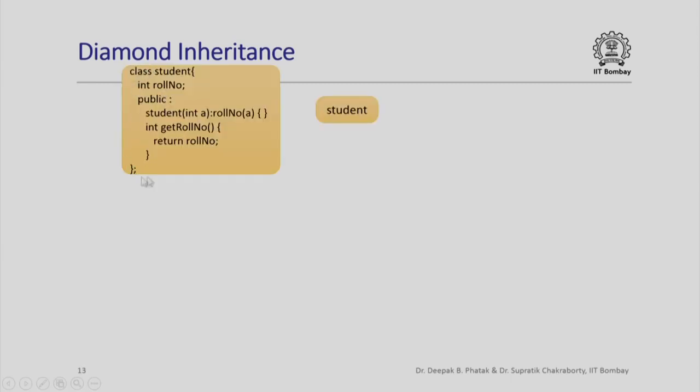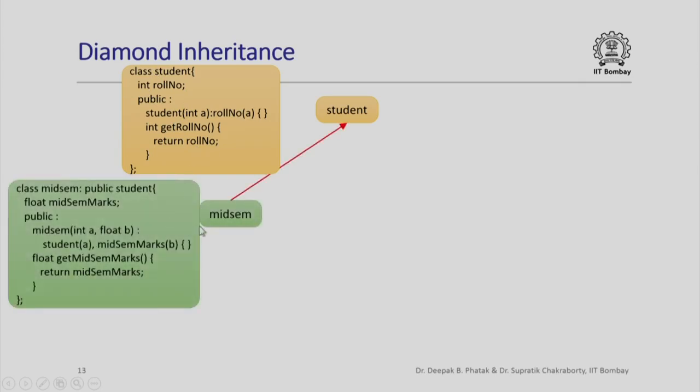And you need to be a bit careful when you are using diamond inheritance, otherwise there will be compilation errors. So suppose I have a class student which has a data member roll number, here is the constructor and here is a public method, and let us say I have a class midsem which is derived from the class student, has some additional data members.